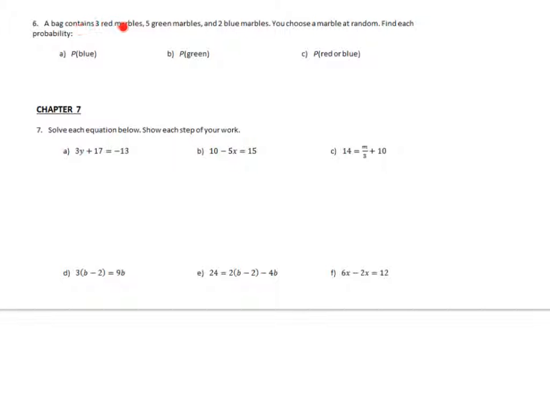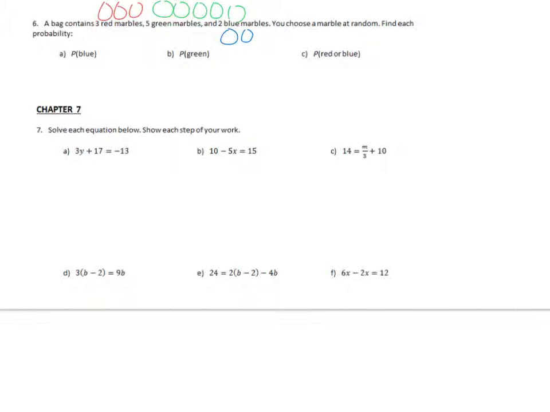A bag contains 3 red marbles, 5 green marbles, and 2 blue marbles. So 3 red, 5 green, and 2 blue. You choose a marble at random. Find each probability. So what's the probability you get a blue?